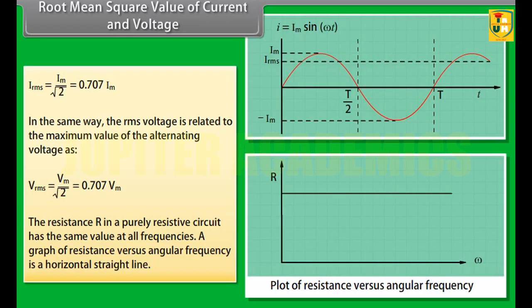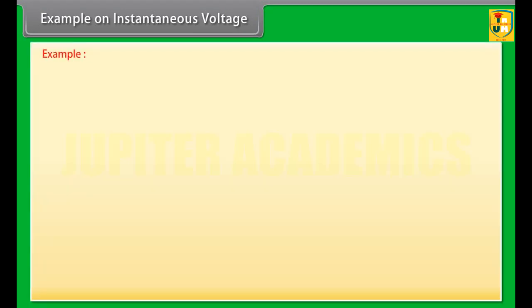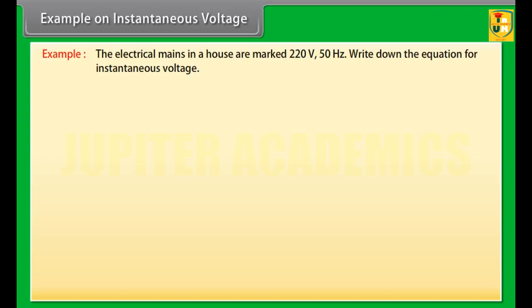A graph of resistance versus angular frequency is a horizontal straight line. Let's take an example on instantaneous voltage. The electrical mains in a house are marked 220 volt, 50 Hz. Write down the equation for instantaneous voltage.